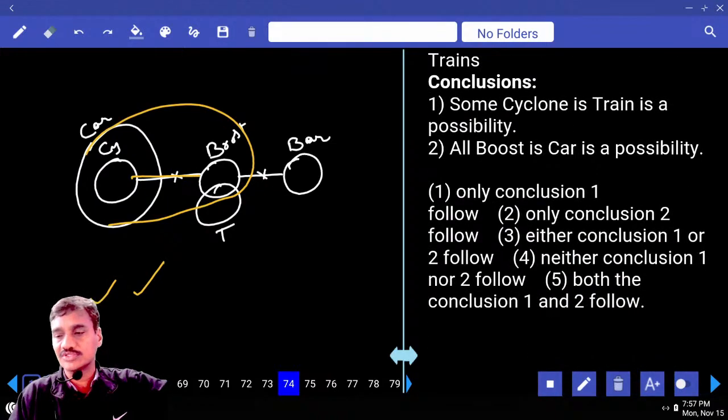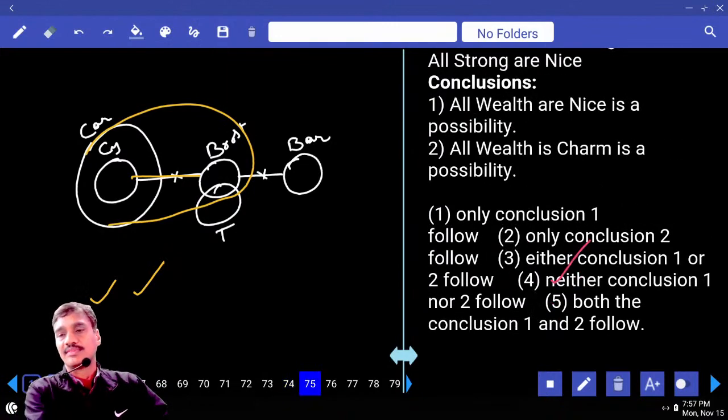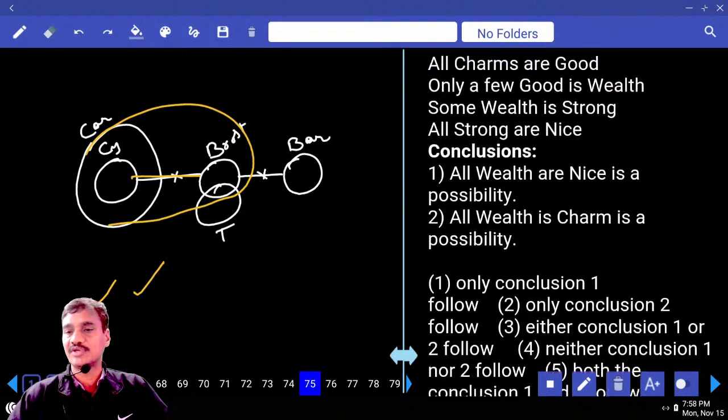Hence both the conclusions are true. That is choice 5, question number 74. Then 75. Now in this 75, what is the information we have?